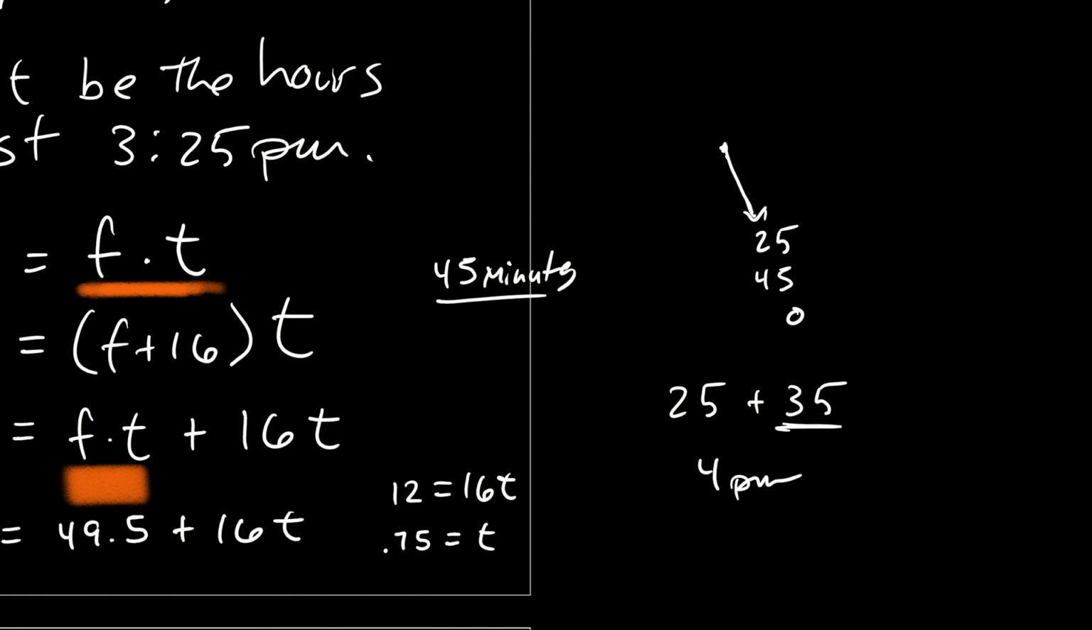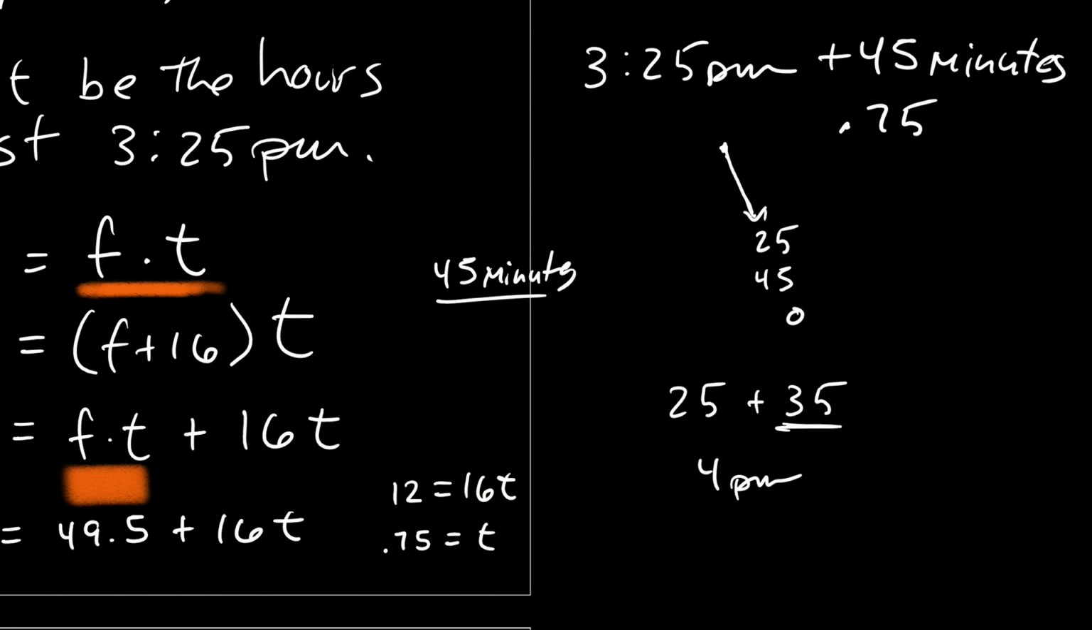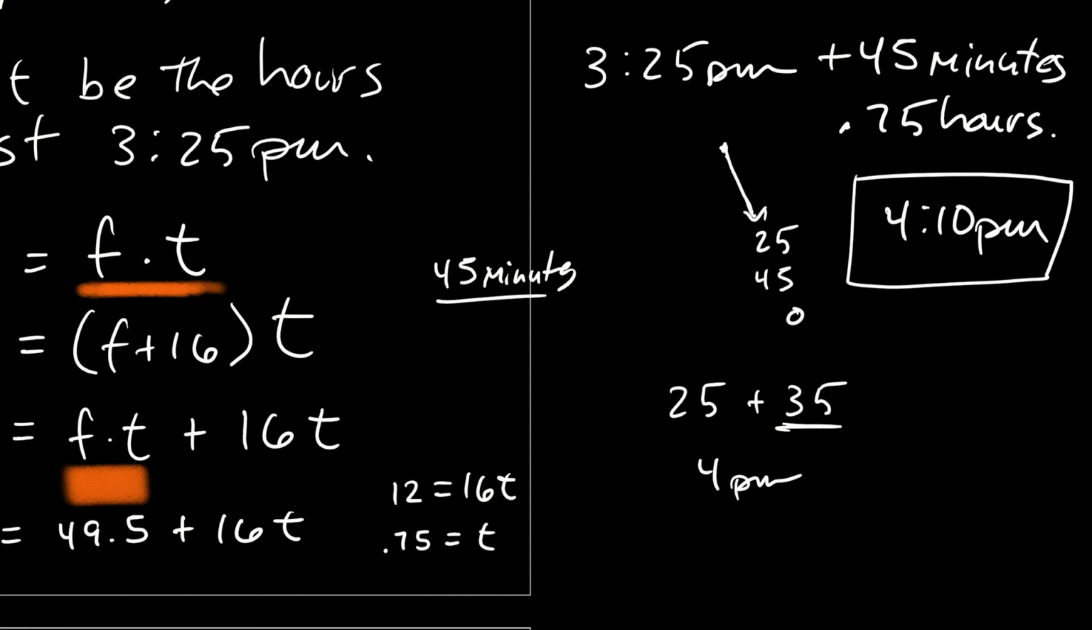So basically it's 3:25 p.m. plus 45 minutes, or 0.75 hours. If I add 35 minutes to that, it's going to make it 4. So I think it's 4:10 p.m. I think the time is 4:10 p.m.